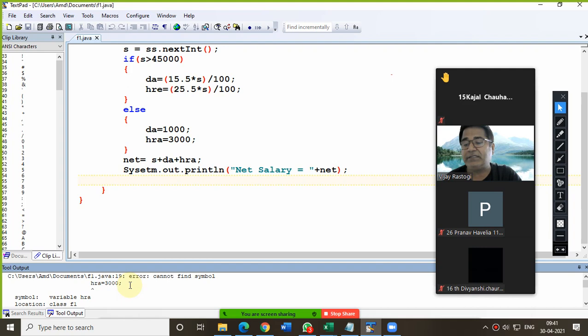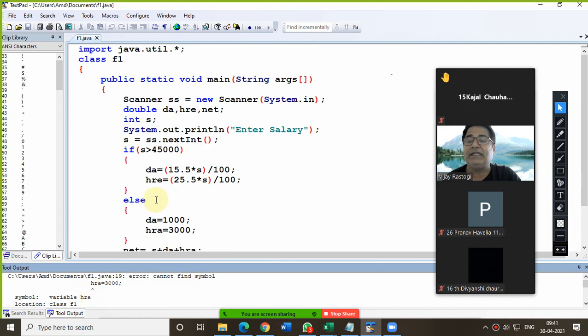So there are 3 errors coming. You can see the HRA equals 3.0, cannot find symbol HRA. So that means I have not declared it properly. So this was the mistake. Again, we are compiling, still you are getting an error. So you need to see.